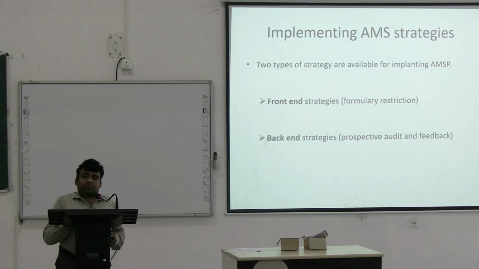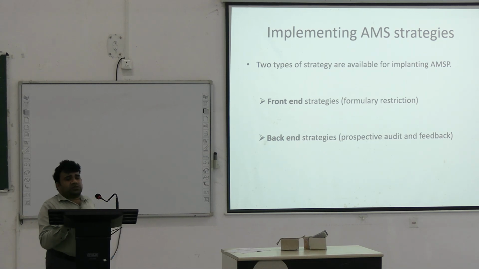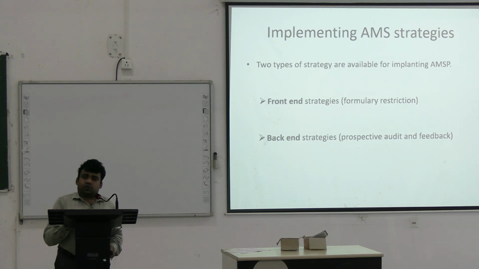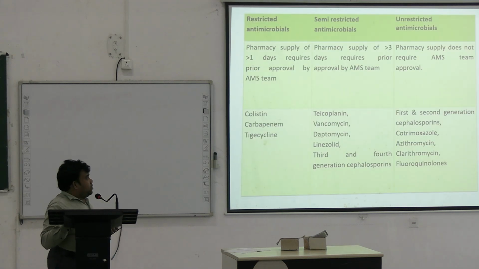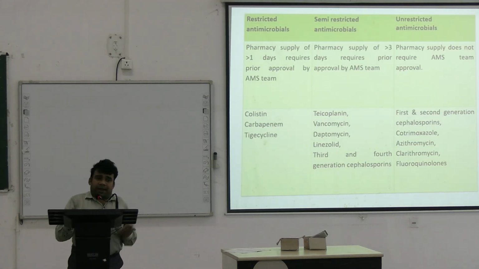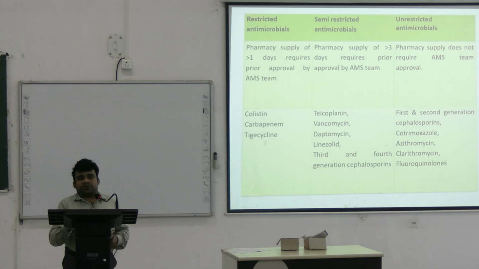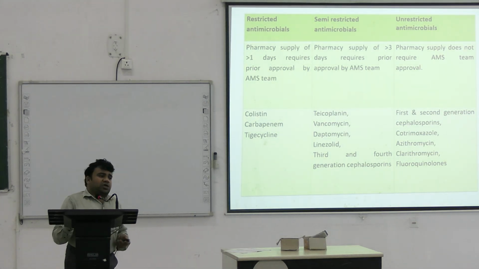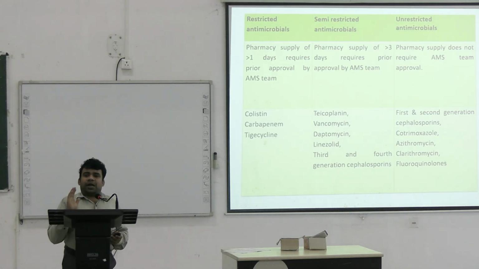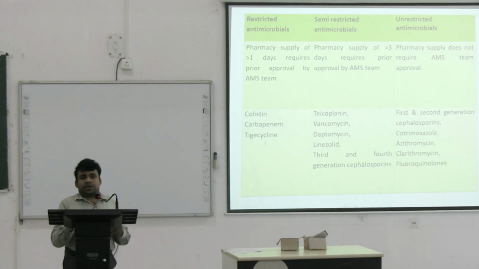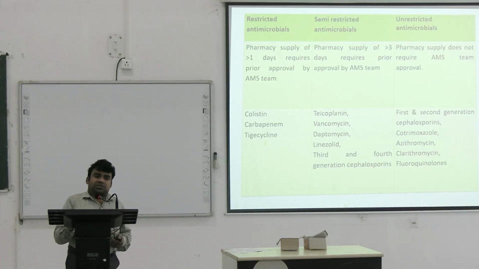Now, I will be very brief in explaining how this stewardship occurs. It occurs in two ways. One is called the front end, the other is called the back end. In the front end, what is done is, right in the pharmacy, we restrict the use of the drug. Like the WHO classification, we will restrict some group of drugs which cannot be used until and unless a specific team or the infection control team has been consulted, thereby restricting the use.